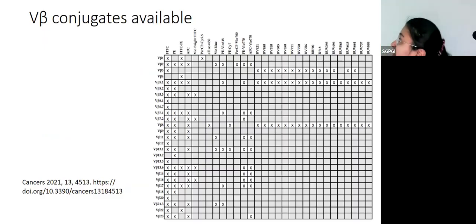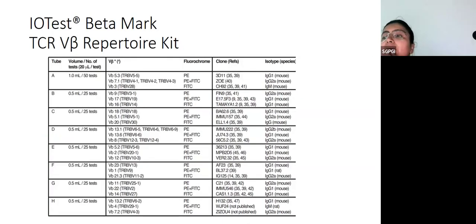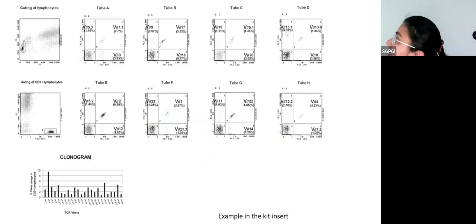And if you look at the conjugates in which these antibodies are available, you'll realize that most of them are available for FITC and PE, while as you move ahead in the conjugate line, the availability of these antibodies becomes rarer. So most of the studies published on V beta have been done using this Beckman-Coulter kit, the IOTest Beta Mark repertoire kit, in which you have 8 tubes where these antibodies are multiplexed in a manner that one is conjugated with PE, the second with FITC, and the third antibody is conjugated with both FITC and PE, which means that both are bound to the same molecule and given to us.